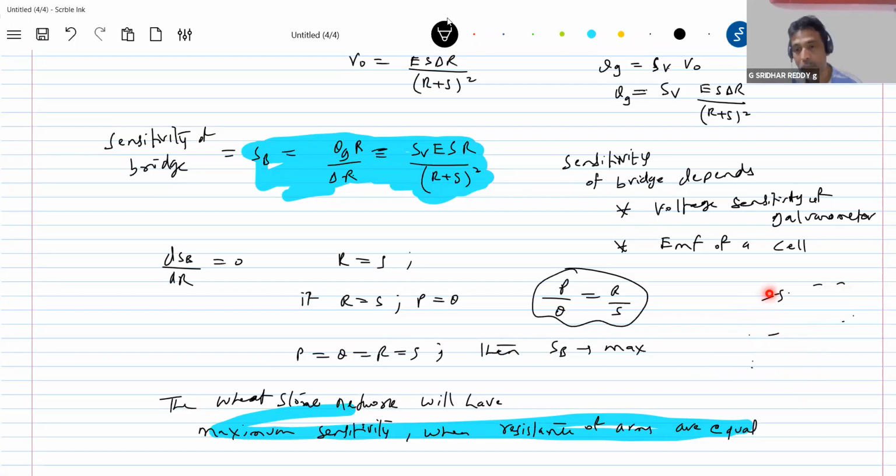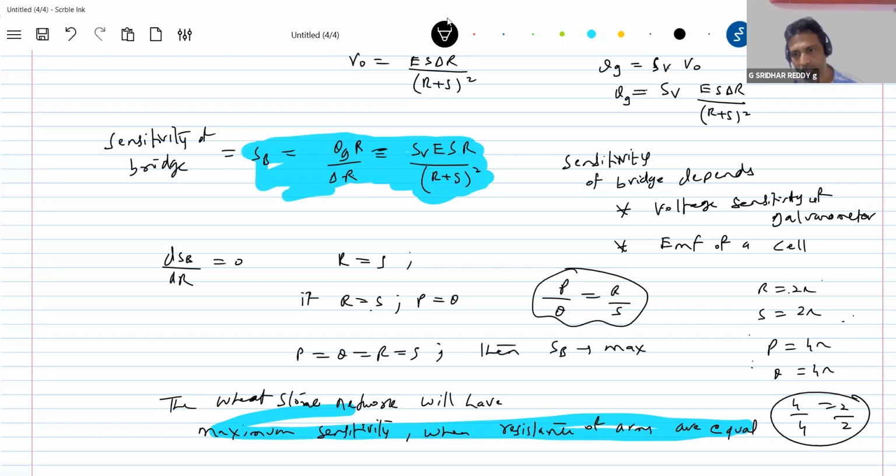For maximum sensitivity, I ended up with this condition. Now what you are saying, I'll adjust values like this, you mean to say. So R equal to 2 ohm, S equal to 2 ohm, I'll take it. P I'll write 4 ohm, Q I'll write 4 ohm. So the ratio P by Q, 4 by 4 equals 2 by 2, so it's satisfied. Then if you go and check it, the bridge is not sensitive. Okay, that's what we mean to say.